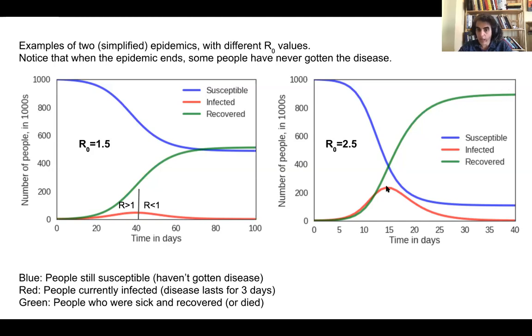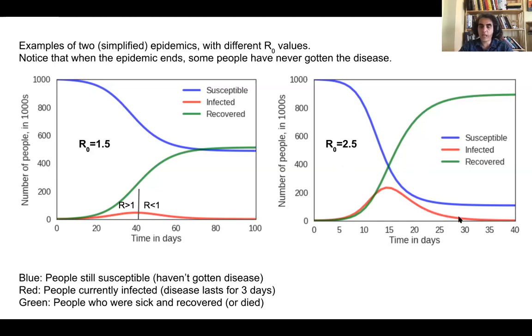Notice with the higher R naught value of 2.5, the peak of the epidemic, the total number of people sick at a time, is substantially higher. So that's substantially more stress on the hospital system, for example. Another interesting thing to notice is that this higher R naught epidemic goes more quickly.